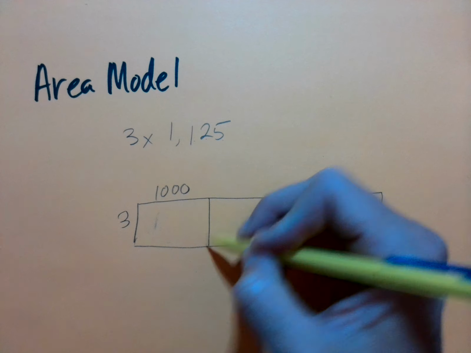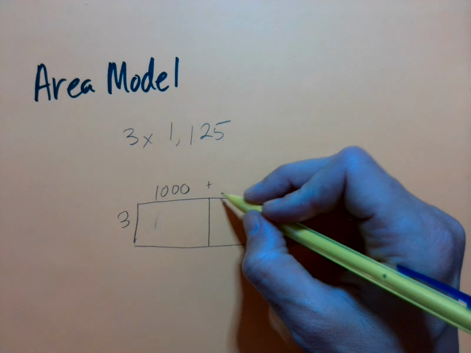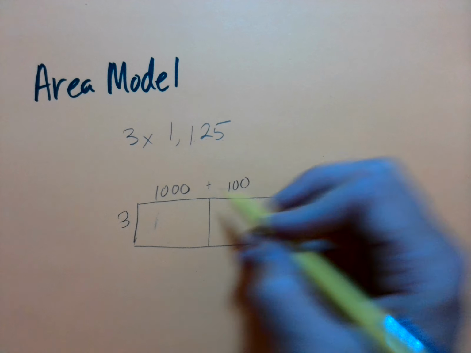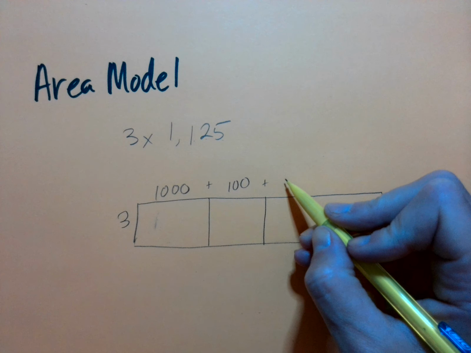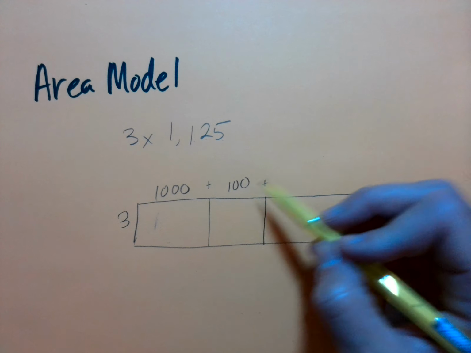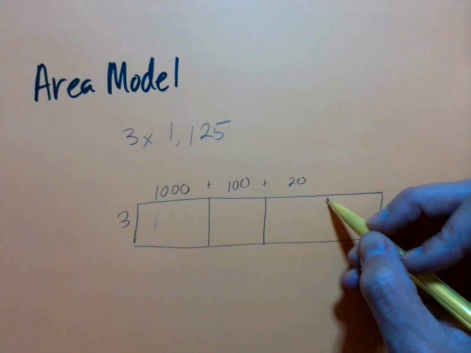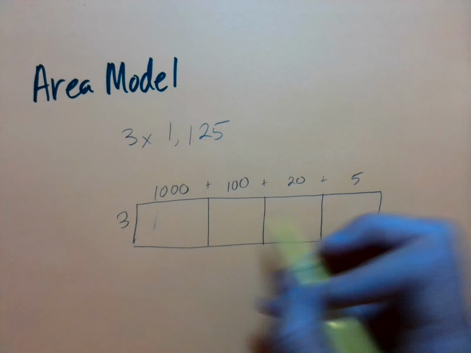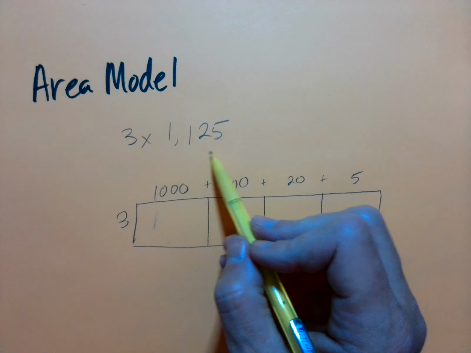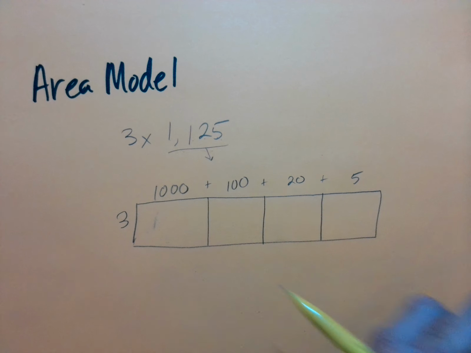And I will multiply that 3 by 100. It's like I'm doing expanded form up here on the top. And then I have the 1,000, the 100, now it's the 20. And then I am going to have the 5. So expanded form of this number down here.